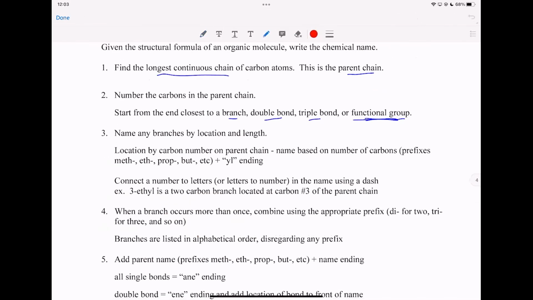I numbered the carbons on the parent chain, and then you want to name any branches by the location and the length. The location is the carbon number on that parent chain. And then the length is based on how many carbons there are. Using the prefixes meth, eth, prop: meth means 1 carbon, eth means 2 carbons, prop is 3 carbons, but is 4 carbons. And then a YL ending is always added to a branch name.